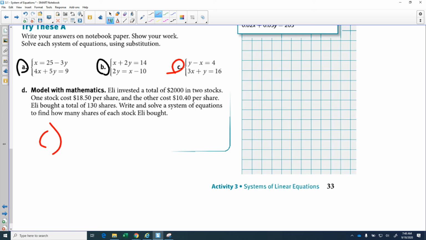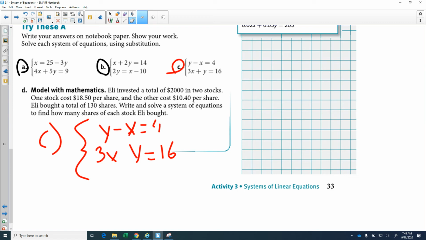In letter C, we have y minus x equals 4, and we have 3x plus y equals 16. Let's fix that plus right there.